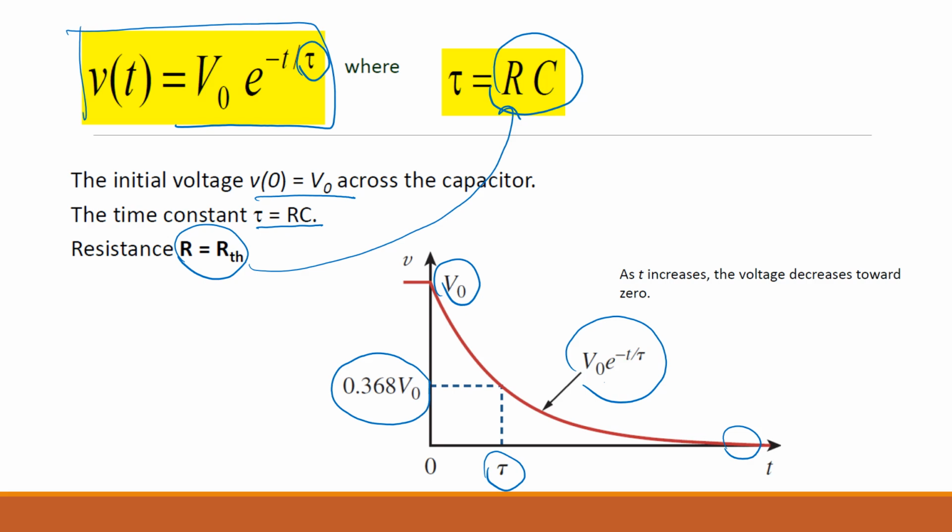When the time is tau, which we call the time constant, the voltage will be 0.368 V naught. When you substitute the value of tau here, that will be e to the power negative tau over tau, which means e to the power negative 1, isn't it? So negative 1 times V naught. If you put e to the power negative 1 in the calculator, it equals 0.368. Okay, so that's the theory. When we do a numerical question, you will be fine.